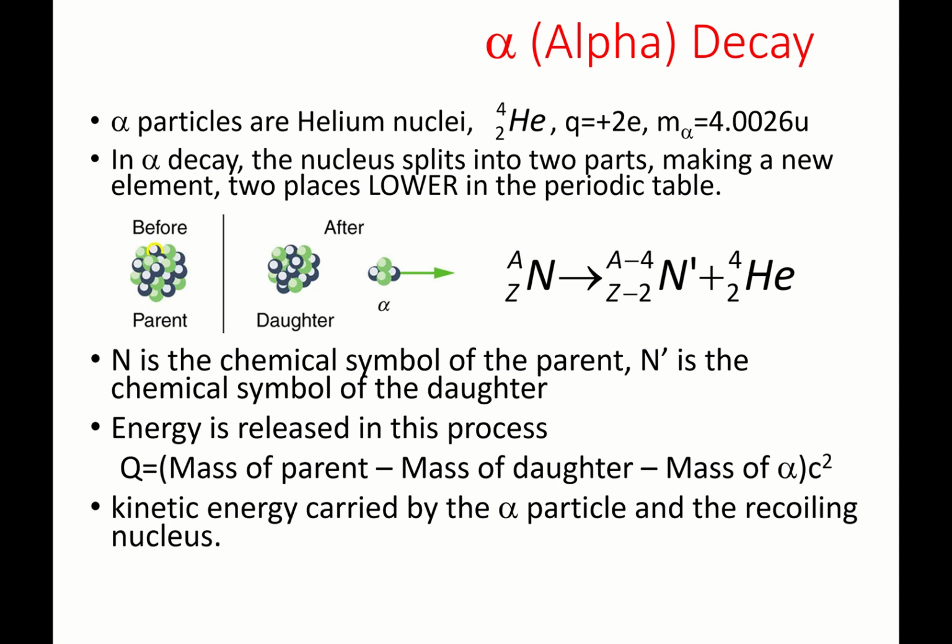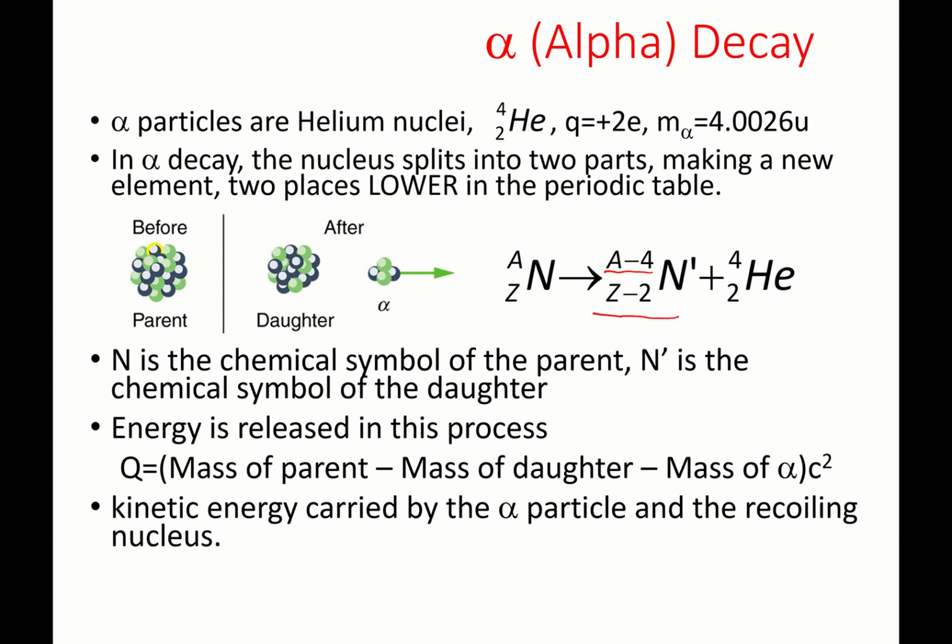So what happens is we start off with a nucleus N that has Z protons and A nucleons, and we're going to subtract 4 nucleons from it and 2 protons that are going to form the alpha particle. And so the new nucleus that gets formed is going to have 2 fewer protons and 4 fewer nucleons. So it's going to be 2 places lower in the periodic table.